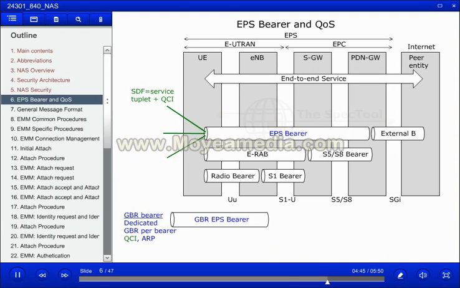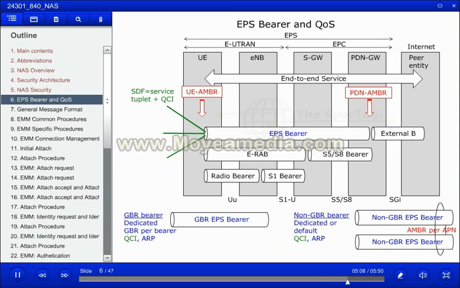GBR, Guaranteed Bitrate, the bitrate that can be expected to be provided by a GBR bearer, defined per EPS bearer and only valid for GBR bearers. AMBR, Aggregate Maximum Bitrate, limits the bitrate for all EPS bearers belonging to the same PDN, only valid for non-GBR bearers.